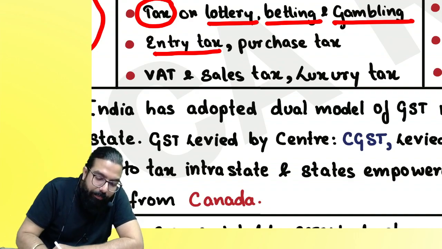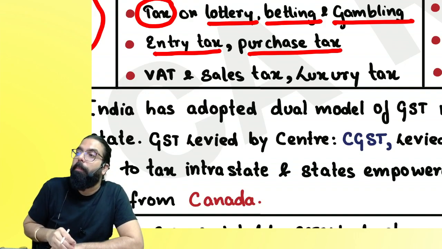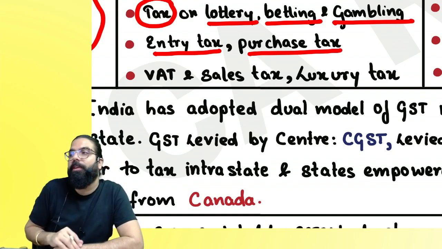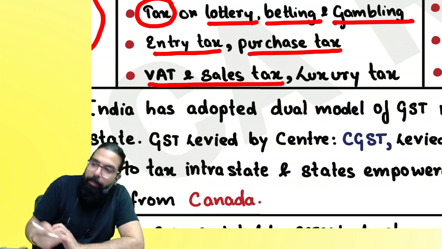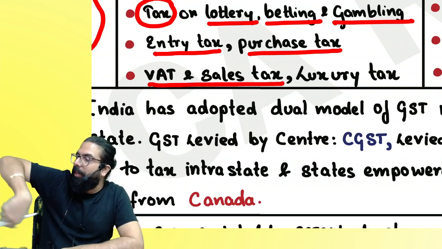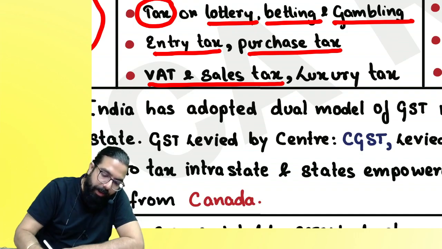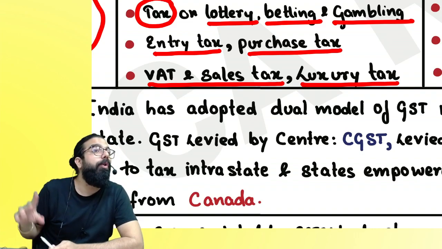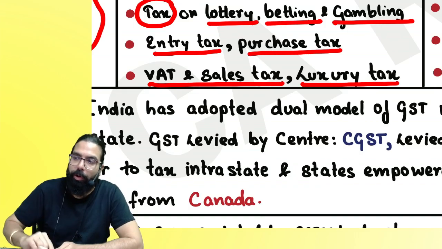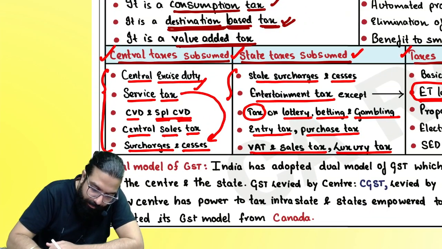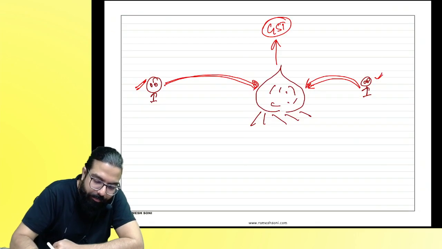Gone. Whenever goods are being purchased, for example from another state, purchase tax was there. Gone. VAT and sales tax, which was charged within the state whenever goods are sold, was there earlier, gone. Luxury tax, big hotels, when you go and stay over there, luxury tax they used to charge, that is also gone. Now these are the state taxes which are gone. Now central taxes gone, state taxes gone, and what came out, everyone?